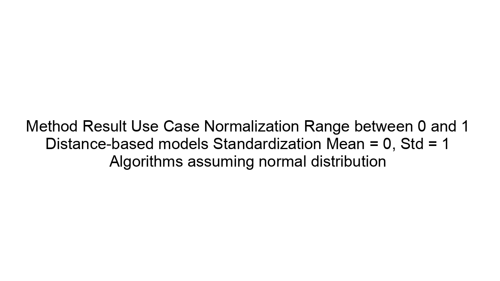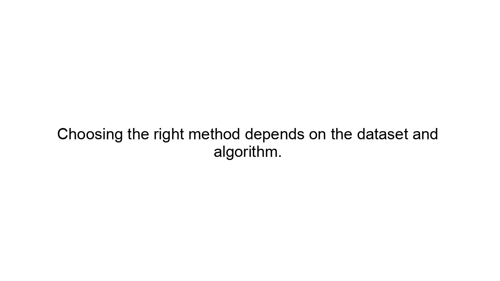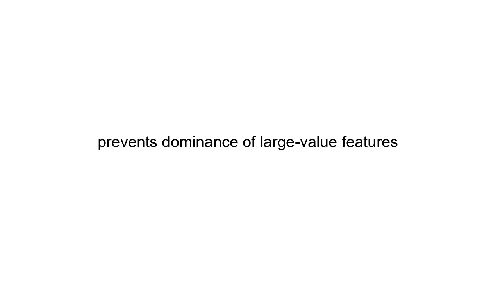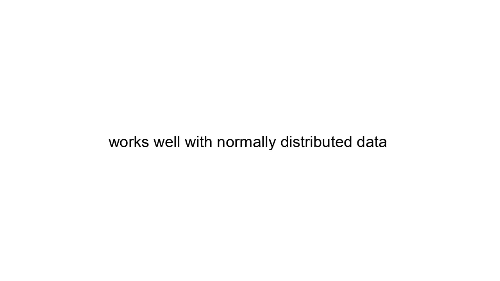Standardization versus normalization. Standardization and normalization are both feature scaling techniques but serve different purposes. Method, result, use case. Normalization: range between 0 and 1, distance-based models. Standardization: mean equals 0, STD equals 1, algorithms assuming normal distribution. Example concept. Normalization means bounded range. Standardization means centered distribution. Choosing the right method depends on the dataset and algorithm.